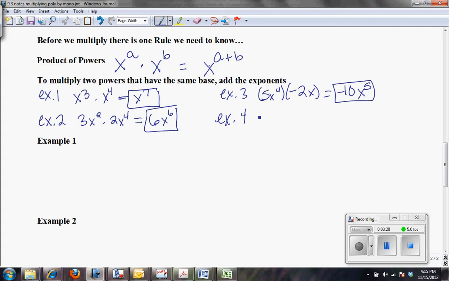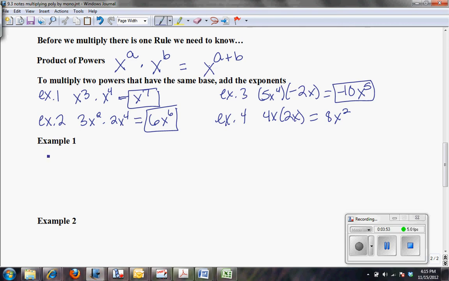Let's just do one more. If you have 4x times 2x, what's it going to be? What do we think? 8x squared. All right, let's move on and try some actual multiplying. That's just the rule that we needed to know.